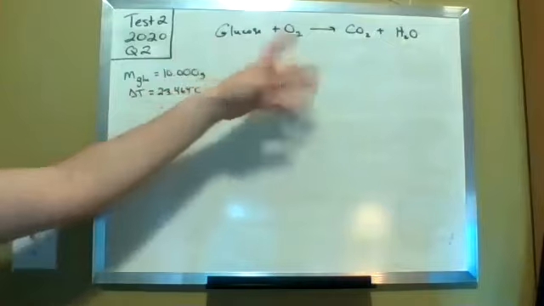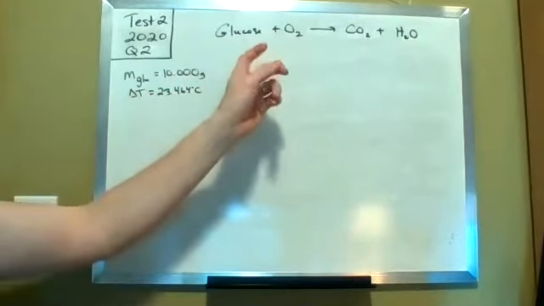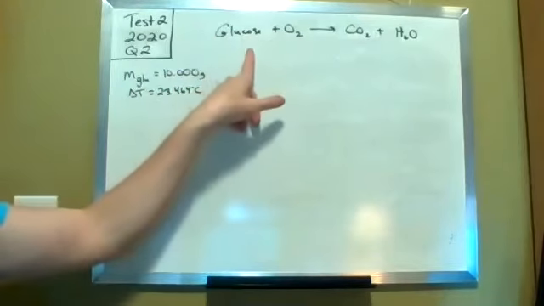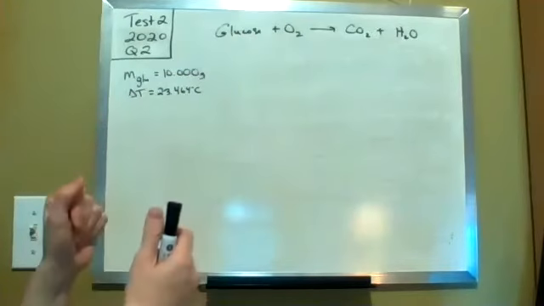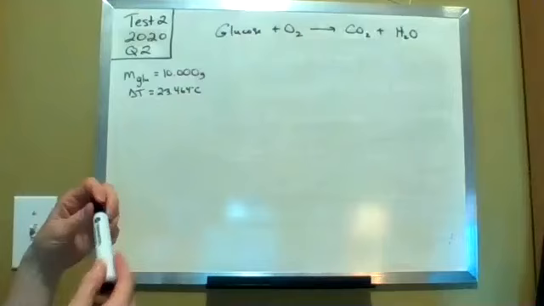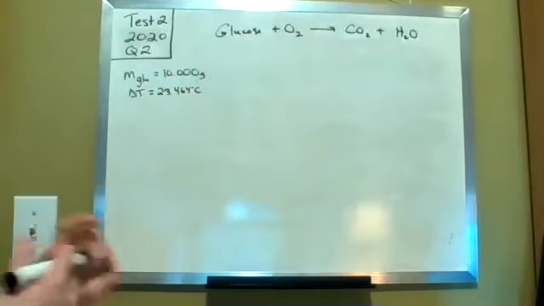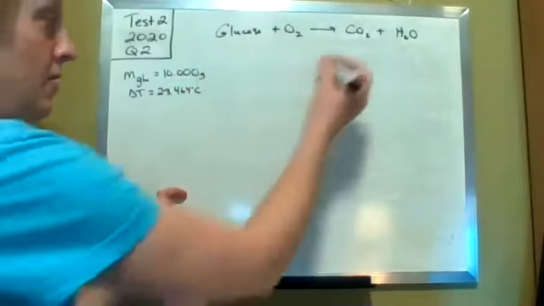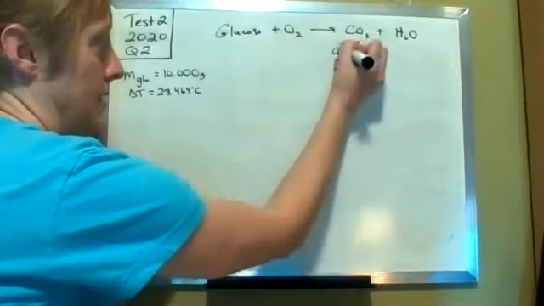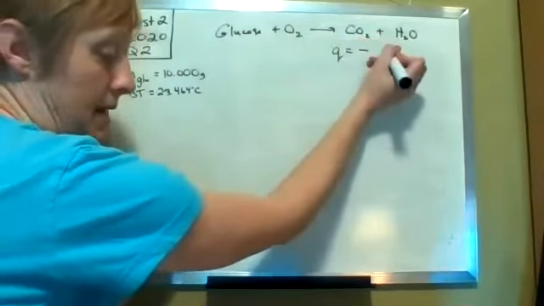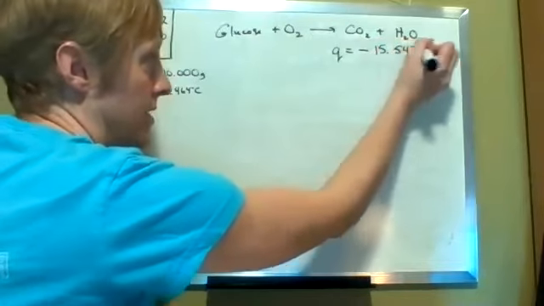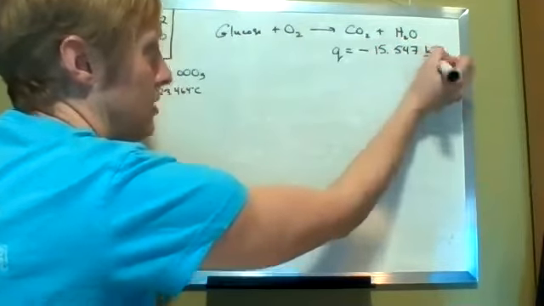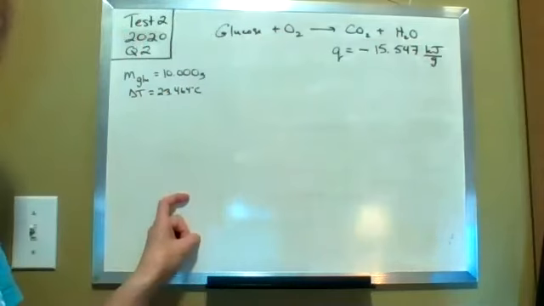So I wrote down a partial equation here for glucose combustion. When you're burning glucose in a bomb calorimeter, remember that's an enclosed space, they put it in, combust it, and measure how much heat is released from that reaction. For the reaction here, they're telling you that the heat released, so it's going to be negative, 15.547 kilojoules per gram of glucose.